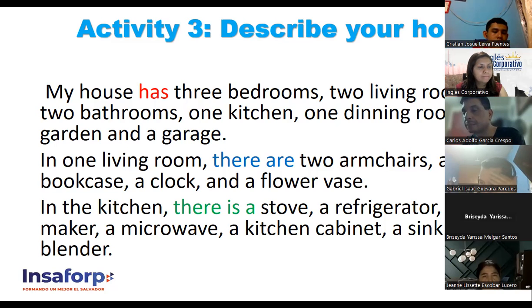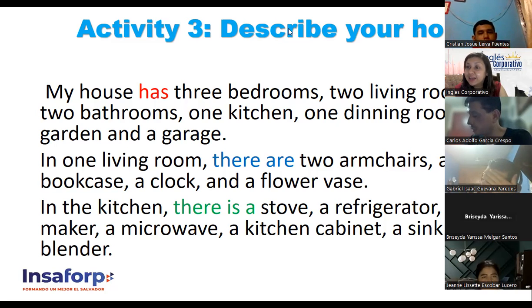Quiero decir en cada habitación. In each room. Each. Teacher, una consulta. Si ahí en tu bedroom solo fuera uno, no llevará la S, ¿verdad? It has one bedroom. No. Si solo fuera uno. There is a bedroom. Or it has a bedroom. Ah, ok. My house has one bedroom.